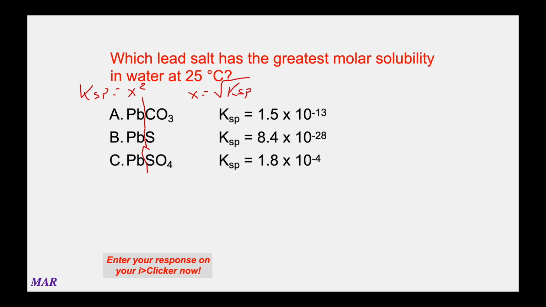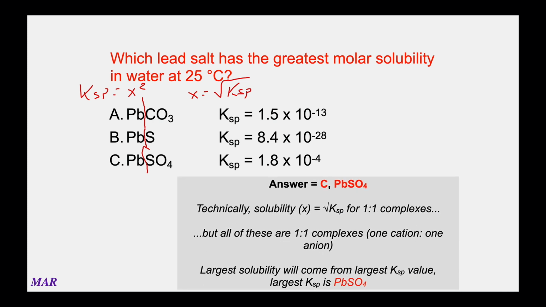So my money would be on answer C here, because the biggest solubility should come from the biggest KSP, most product favored. And sure enough, that's exactly what it is. PbSO4 has the biggest solubility. Largest KSP means most product favored. Most product favored means most ions in solution, and that's what solubility is all about. If you have more ions in solution, you'll have the greater solubility. We would expect PbSO4 to precipitate last if you're adding equal amounts of the other ones, etc., etc.